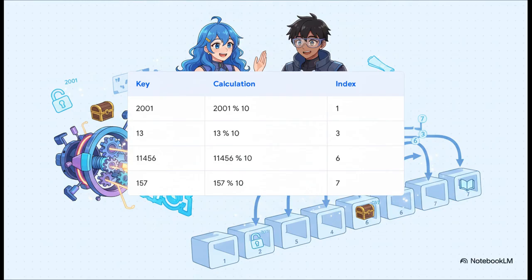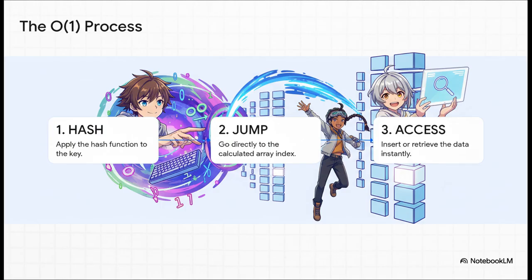A hash function can be surprisingly simple. A really common one is the modulo operator, which is just a fancy way of saying the remainder after division. Here, we're using it to fit any number into a table that only has 10 slots. And look how it works. It takes these wildly different keys, 2001, 13, 11,456, and assigns each one a predictable slot between 0 and 9. Pretty neat. And this is exactly how we get that O(1) speed back.